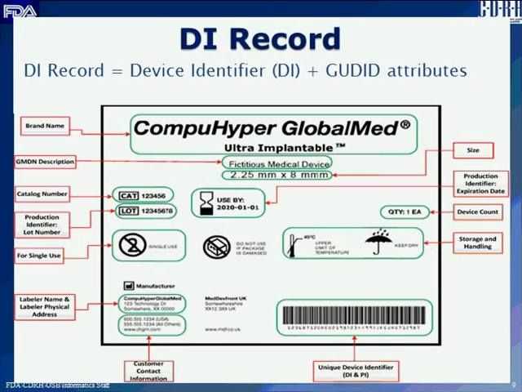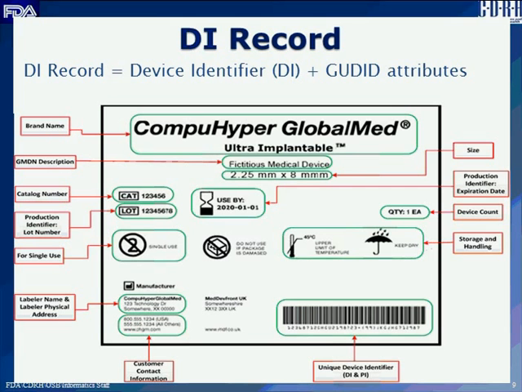Similarly here, for expiration date, you would answer yes. You would not provide us the actual expiration date. Single use, labeler name and labeler physical address, and here's customer contact information. This is information that consumers may call to get more information about a device. Here's the actual UDI, and again, we only collect the DI, not the PI. Storage and handling, device count indicates how many of a device in a given package, and then the size information.